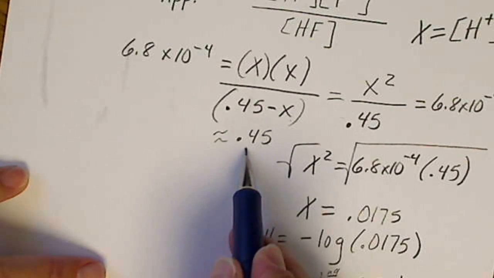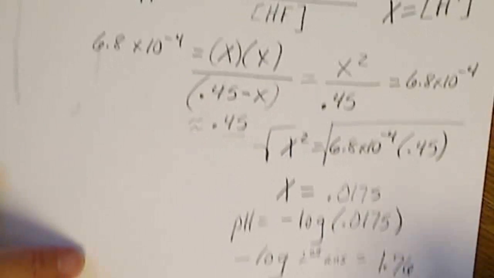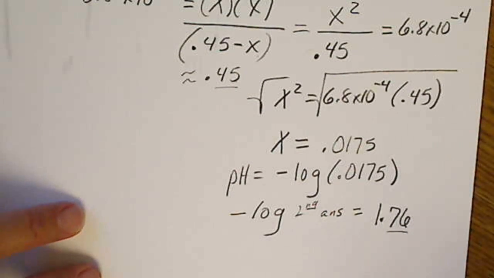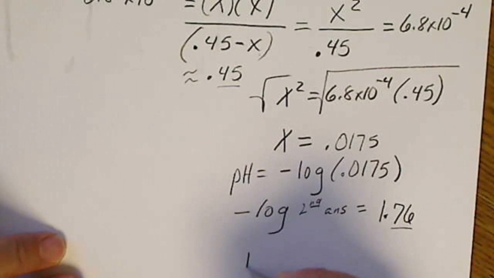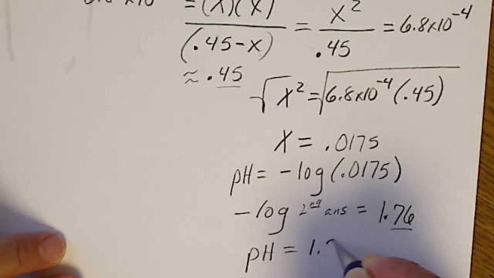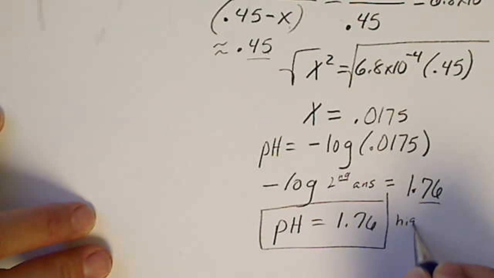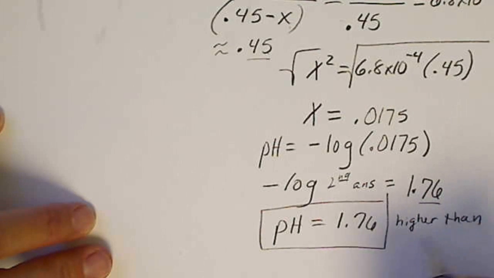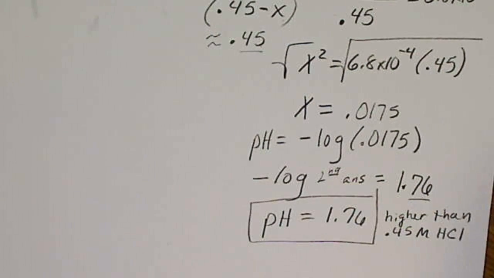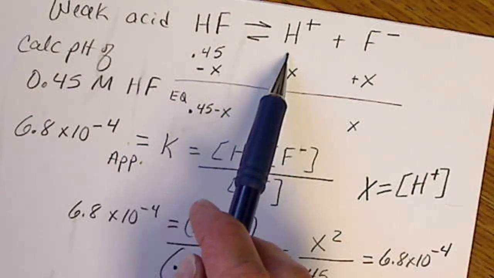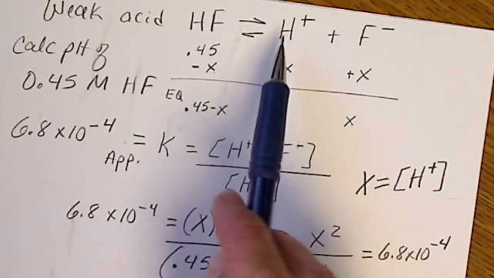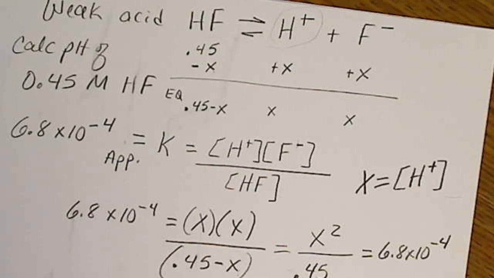And again, if we have two significant figures in a concentration, we're allowed 2 decimal places as far as significant figures go. So the pH here is 1.76. And this was the same concentration as HCl. So this is higher than the 0.45 molar HCl. And that should make sense, because a weak acid means we have less than 100% dissociation. So we automatically have less hydrogen ion in solution.